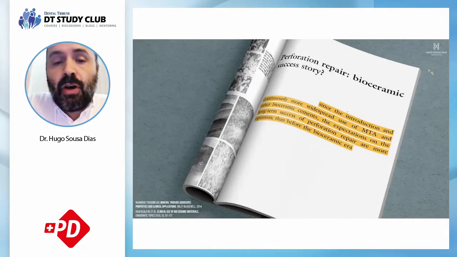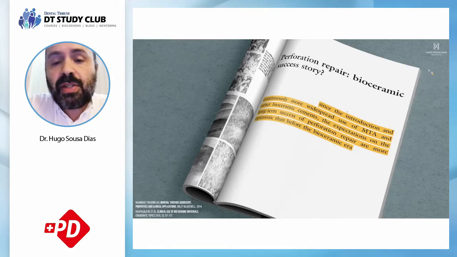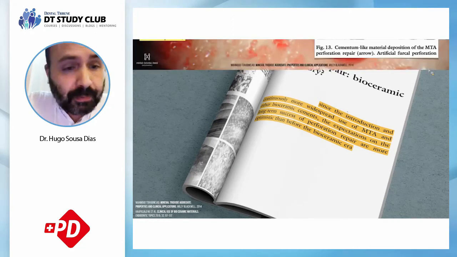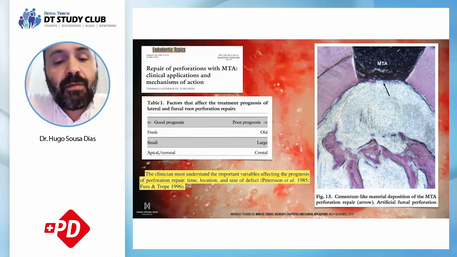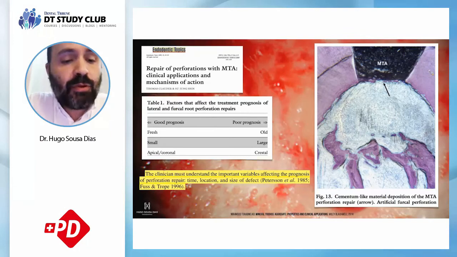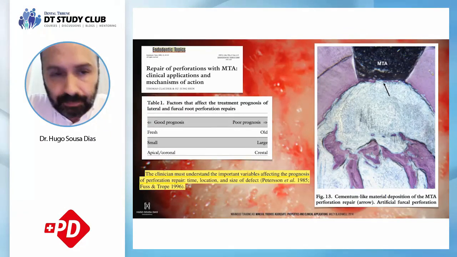Since the introduction of MTA and other bioceramic cements, the expectations on the long-term success of perforation repair are more optimistic than before the bioceramic era. But it's important for the clinician to understand that we have variables that can affect the prognosis of perforation repair: the time of perforation, location of perforation, and the size of the defect.